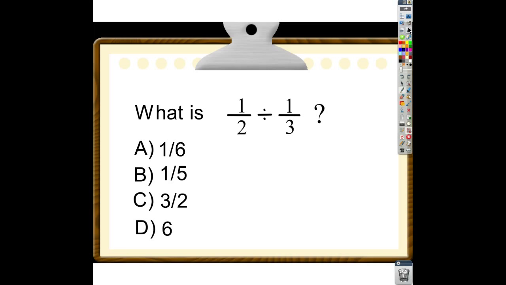All right, let's go ahead. What is 1/2 divided by 1/3? Why don't you go ahead and answer that question? Okay, now hopefully you didn't answer A, because A would be if I did 1/2 multiplied by 1/3. But I'm not doing that. I'm taking 1/2 and making it into groups with 1/3 in each group. So I'm going to multiply by 3 over 1, and I'm going to get 3 halves. I can't simplify that, and I'm going to leave it as an improper fraction. And so my correct answer would be C.